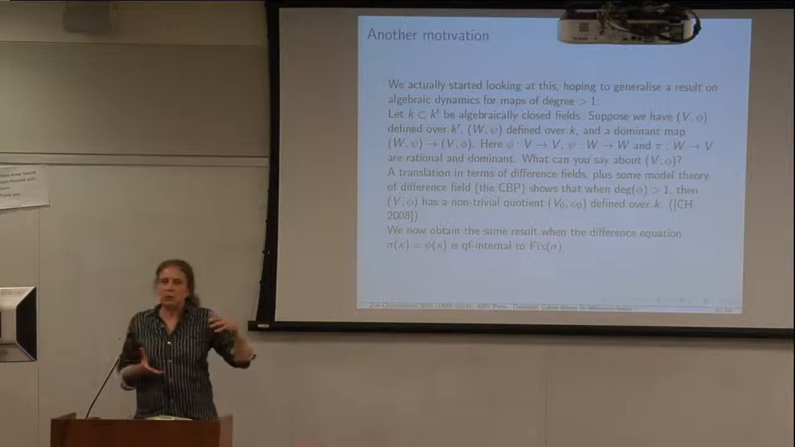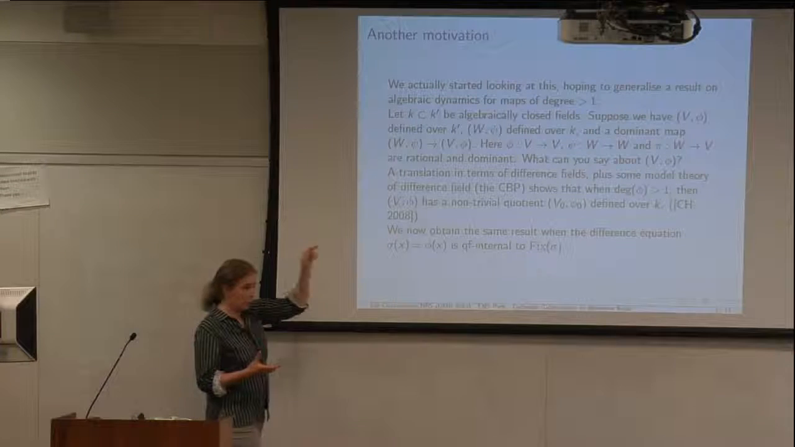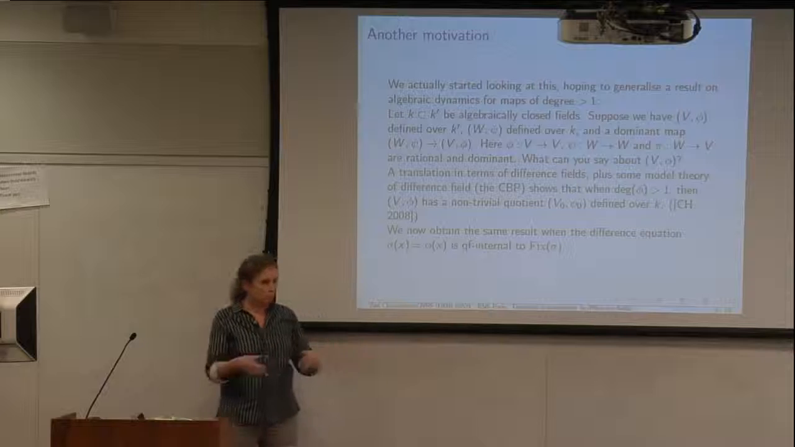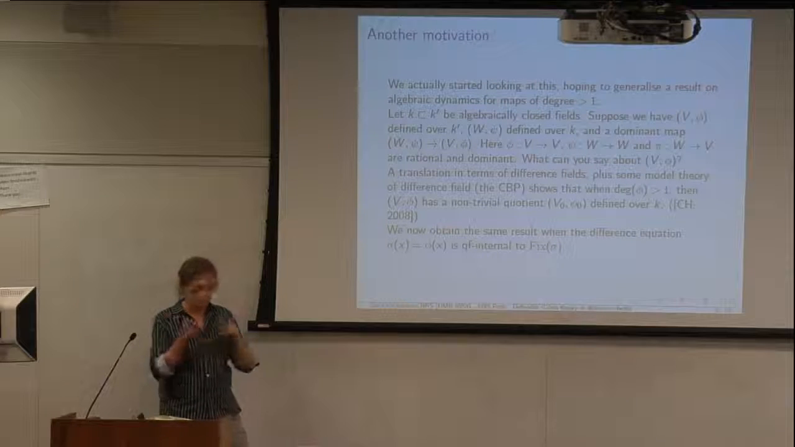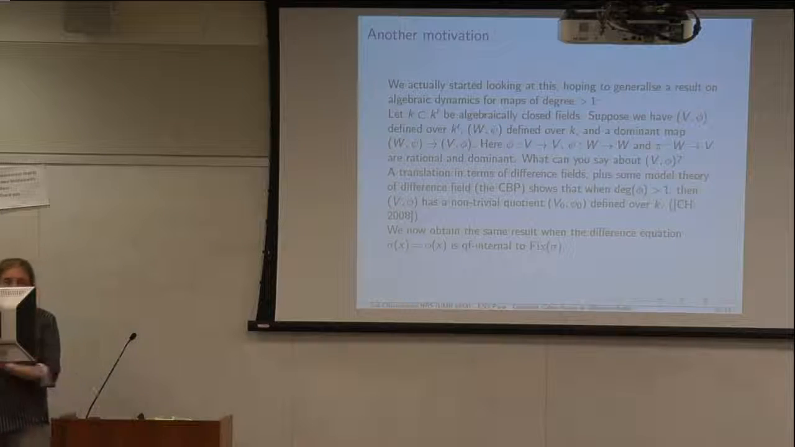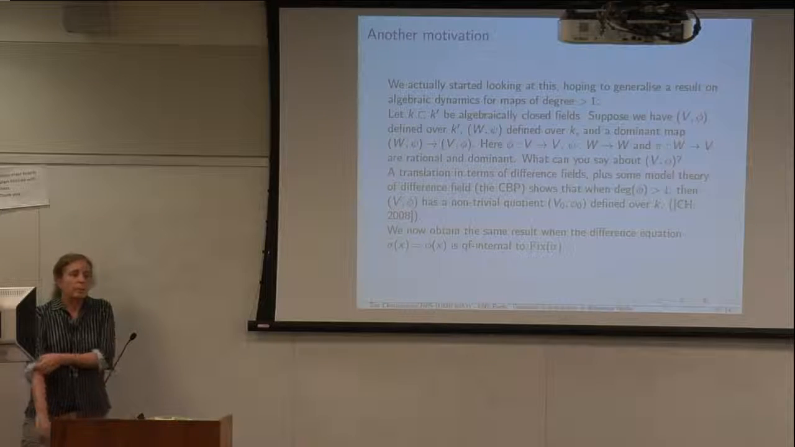So what does it mean? It means that there is a dominant map from W to V, which commutes with phi and psi, and H. Okay, whatever. Makes sense. So the question is, what can you say about V phi?